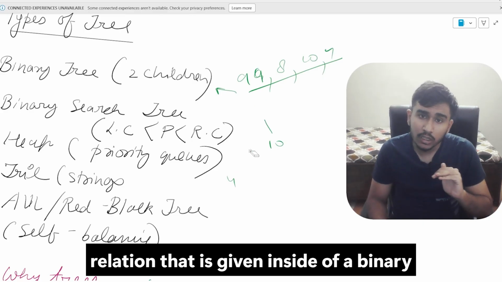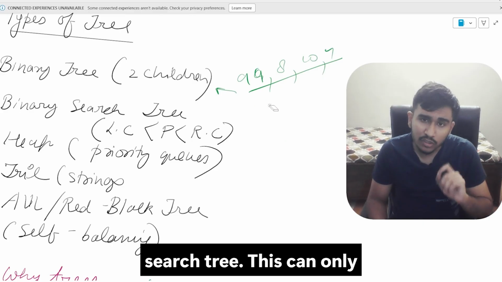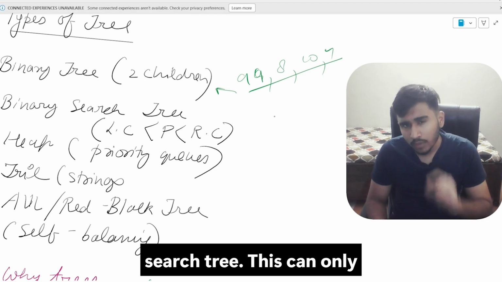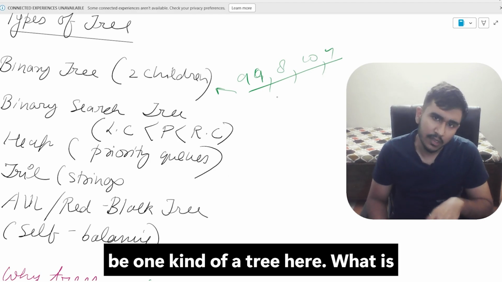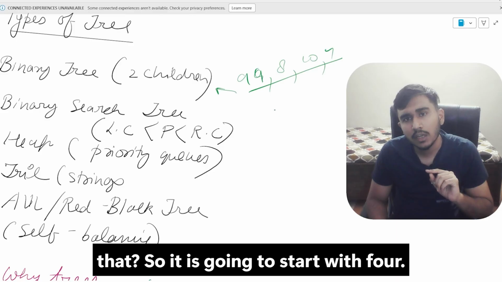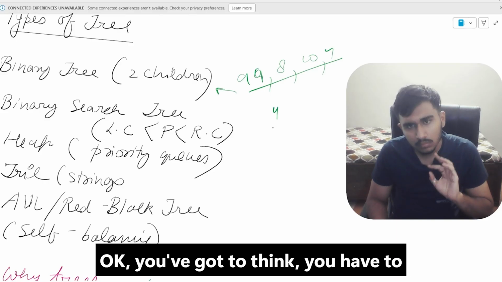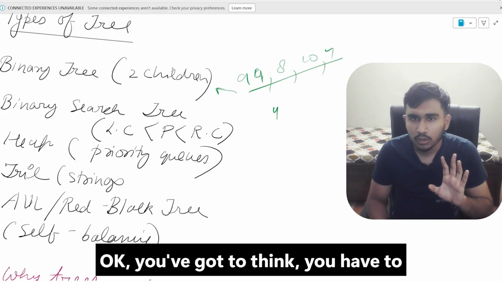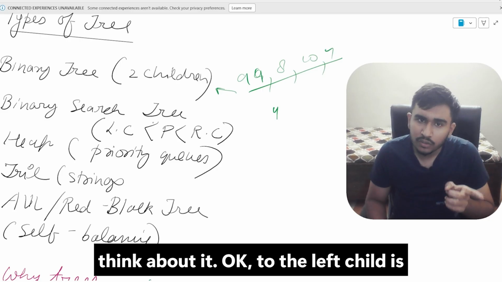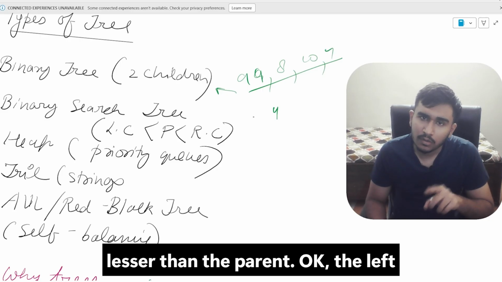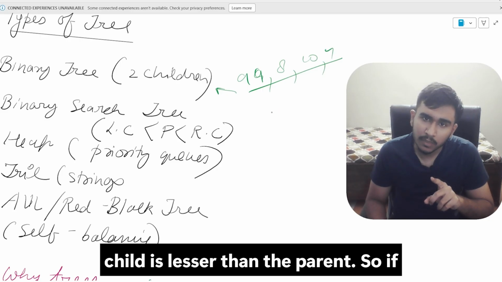But if we follow the relation that is given inside of a binary search tree, there can only be one kind of tree here. What is that? So it is going to start with 4. You have to think about it. The left child is lesser than the parent.